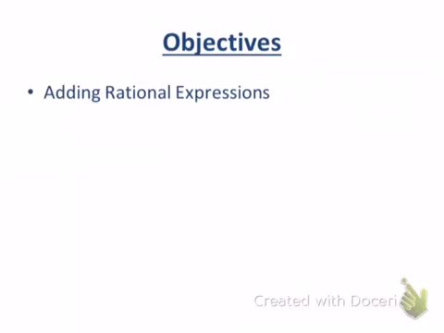A rational number is a number that can be written in fractional form. It's any number that can be written as a fraction. A rational expression, now this is going to change things up. We're talking about a fraction that has a variable or a polynomial expression in the denominator.